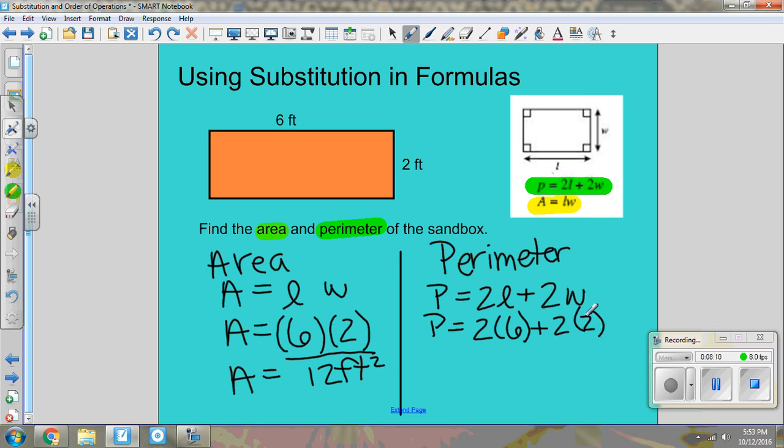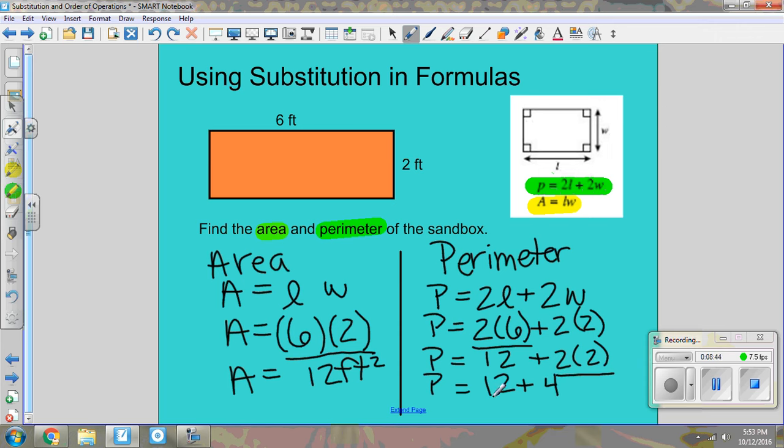Now I'm ready to start solving with order of operations. I don't have anything inside any grouping symbols. I don't have exponents. I do have some multiplication. So I'm going to go ahead and solve from left to right, whichever one comes first. So 2 times 6 is 12. I'm going to bring down the rest of my problem. One step at a time here. I can't skip steps. Now, before I can add with the 12 plus 2, I need to multiply 2 times 2. So I'm going to bring down my problem. 2 times 2 is 4.